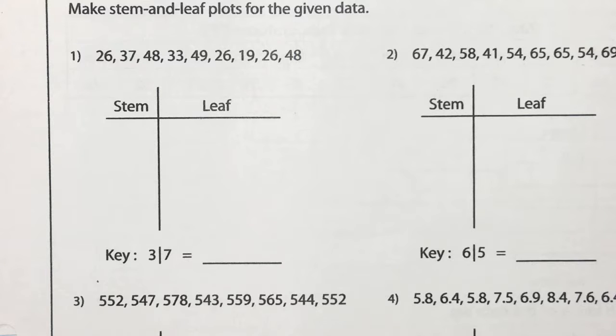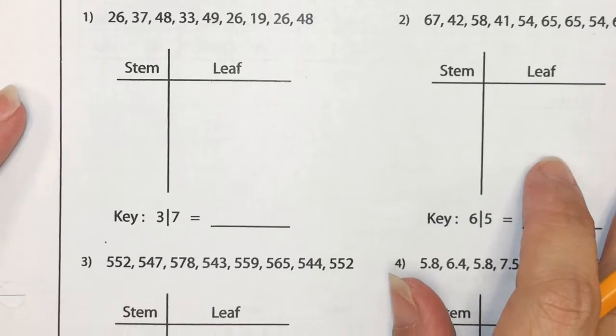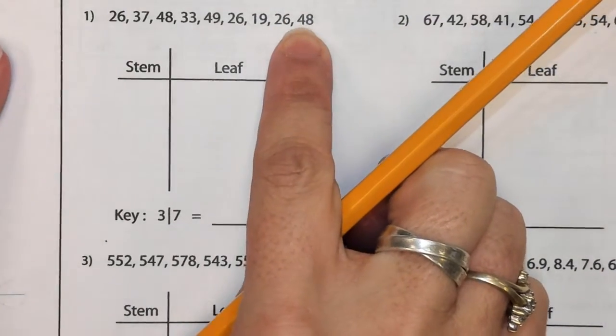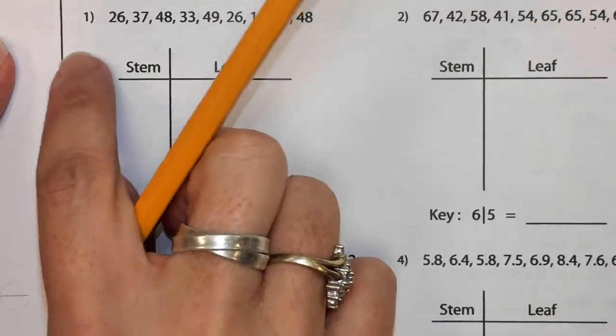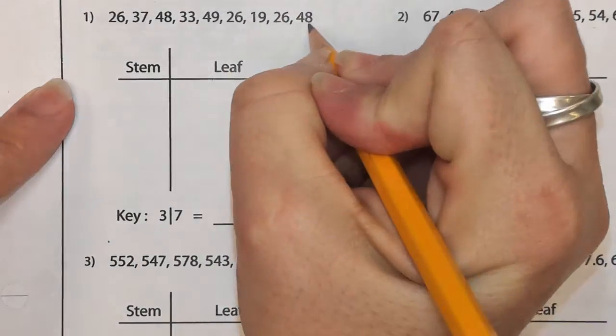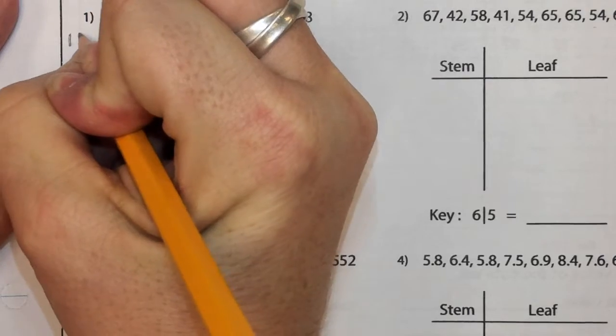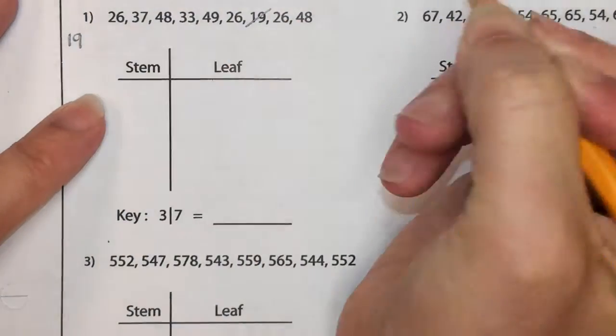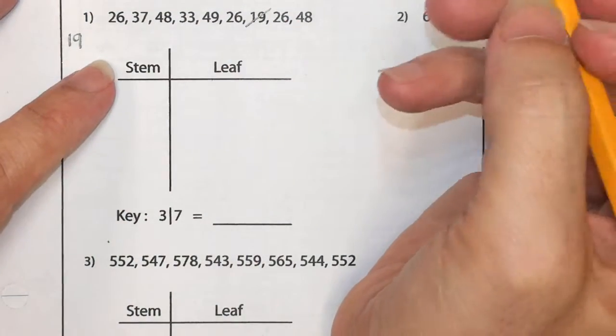So, I'm going to show you first. Let's start out by taking these numbers that are right here, like on number 1. We're going to put them in order from least to greatest. Just list them right here below it. I would do this every time, because if you don't, you will probably miss a number when you create your stem and leaf plot.